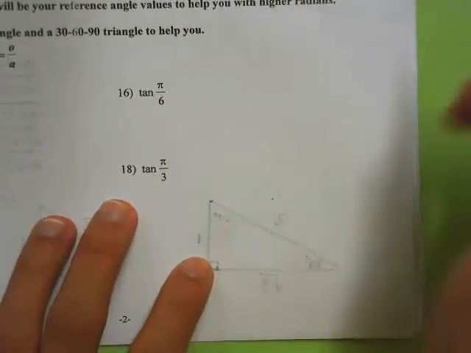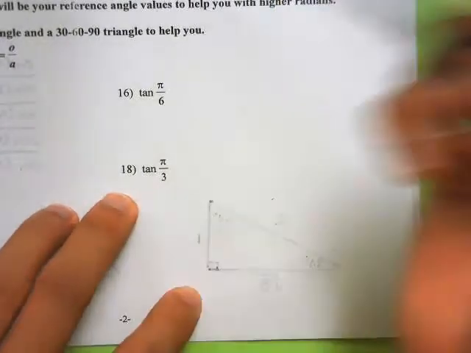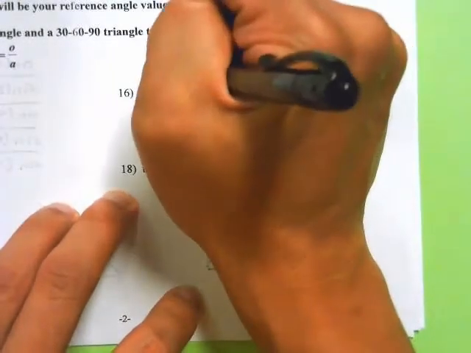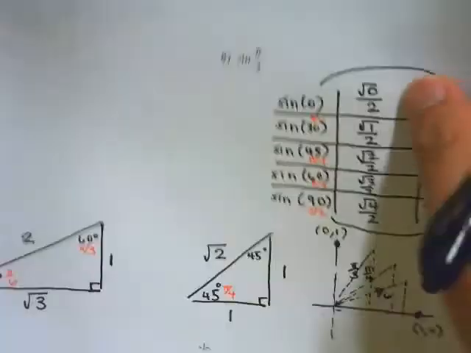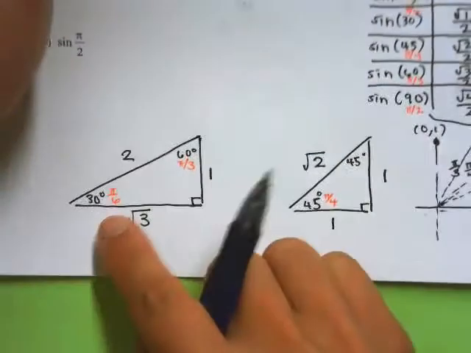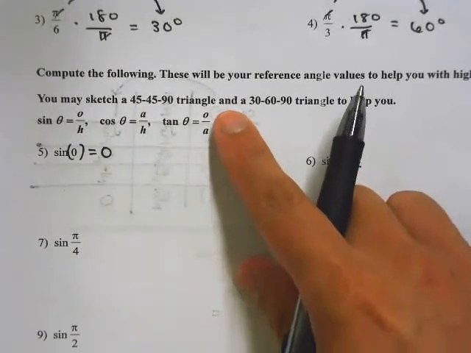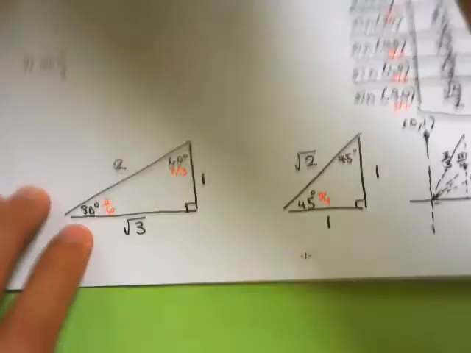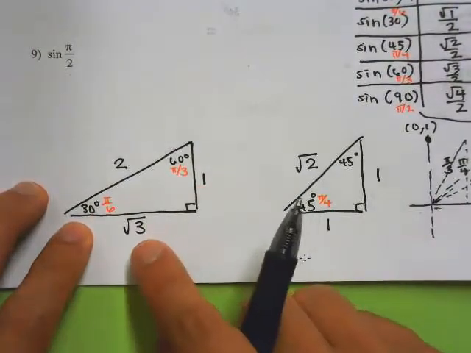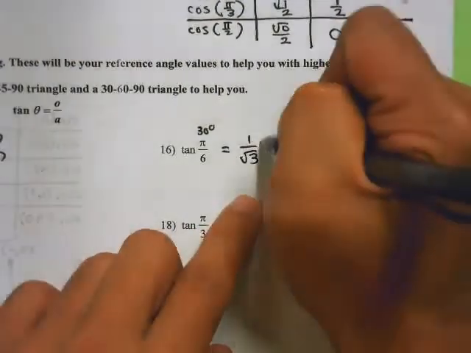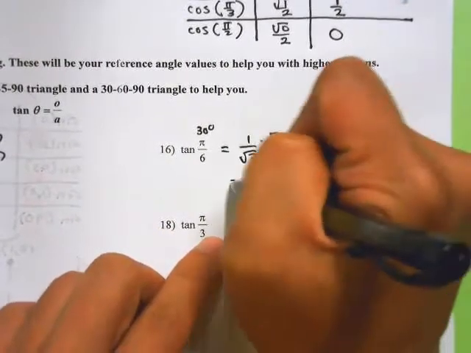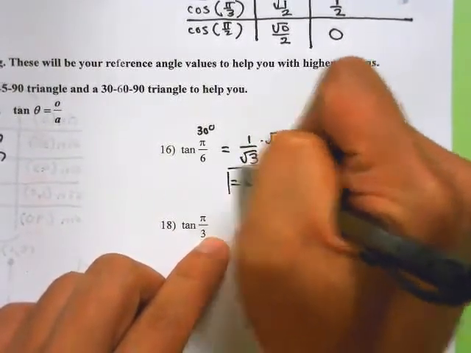Another way is to use your reference triangles. Tan of pi over 6, that's tan of 30 degrees. And so let's go take a look at your triangle, tan of 30 degrees, or pi over 6, which is right over here. Remember, tangent, I have the SOHCAHTOA acronyms here. It is opposite over adjacent. So opposite over adjacent. So 1 over radical 3. And then we can multiply top and bottom by radical 3. So this is going to be square root of 3 over 3. Okay.